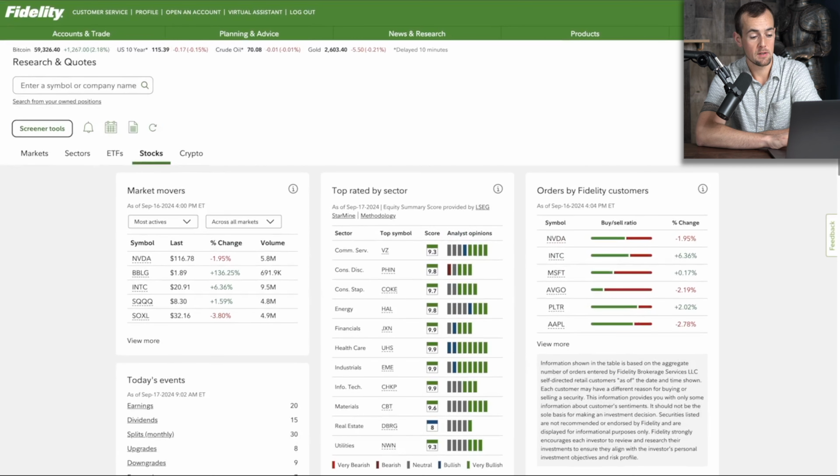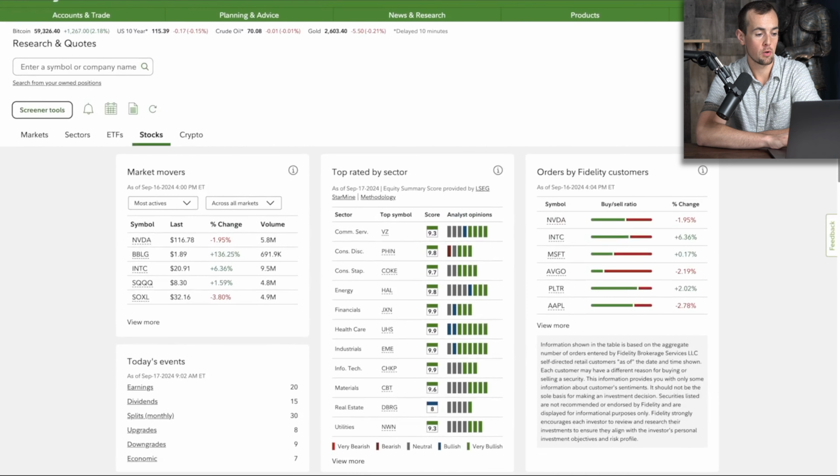After clicking on stocks, it brings you to this page here, which is going to show you the top rated stocks within each sector. For example, it's going to show you the largest trades in terms of orders placed by Fidelity customers. So this can be good for a high-level overview. For example, if you're looking for communication services related stocks, the top symbol there is Verizon, or some of these other options here for real estate, utilities, information technologies, etc.